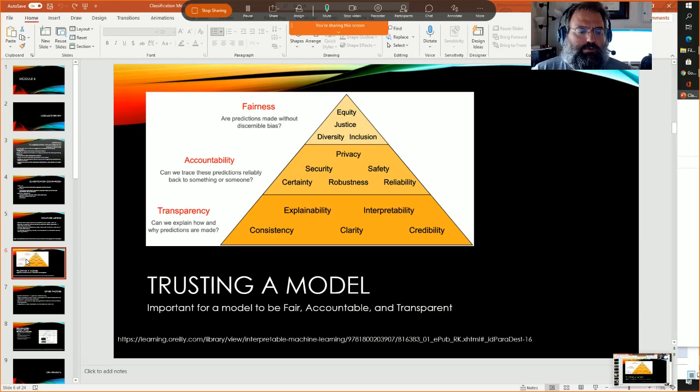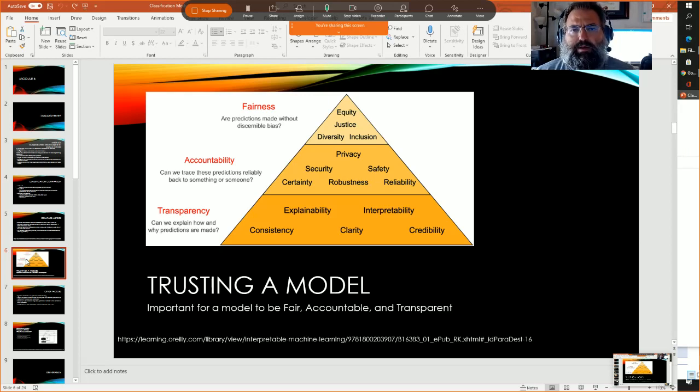Whenever we talk about trusting a model, there's kind of a pyramid here that we can talk about, which is around transparency. You need to be able to know why it's doing what it's doing and be able to explain that to somebody else, be able to interpret the results and interpret the process of reaching the results, and make sure that it's consistent as well. You don't want something that every so often is just randomly horrible. You need to understand why it does well, and when it doesn't do well, you need to understand that as well. There's also a level of accountability involved here where you expect things like privacy, security, safety, certainty, robustness, and reliability. And then models should be fair.